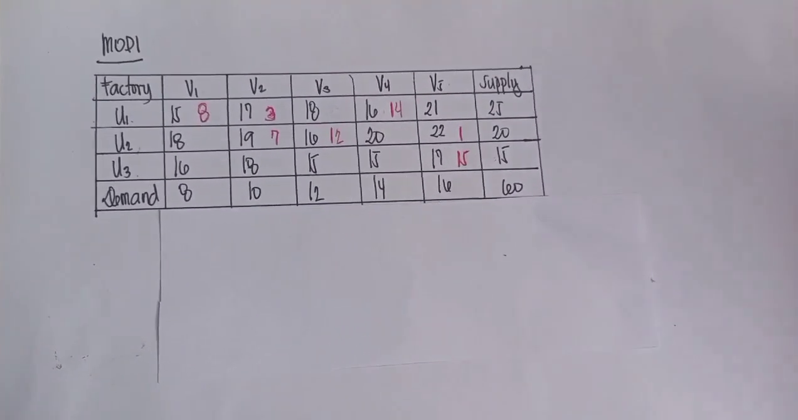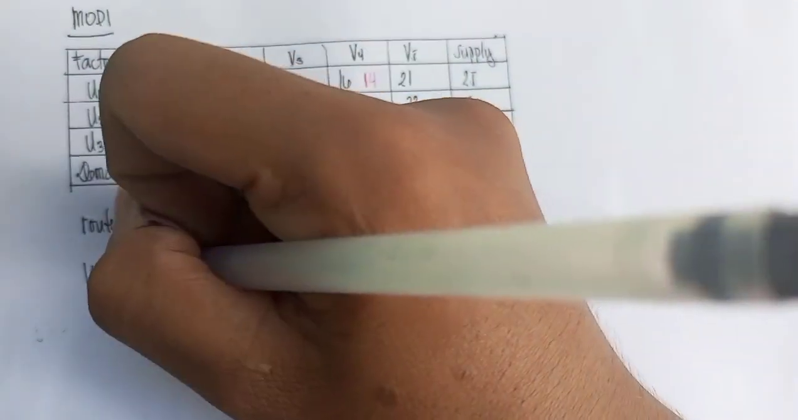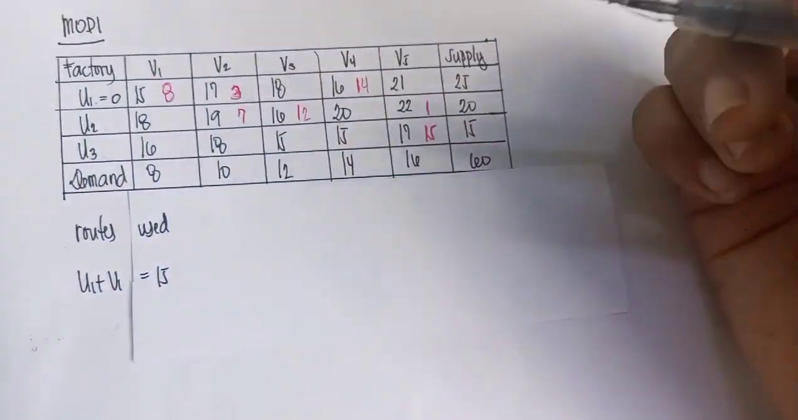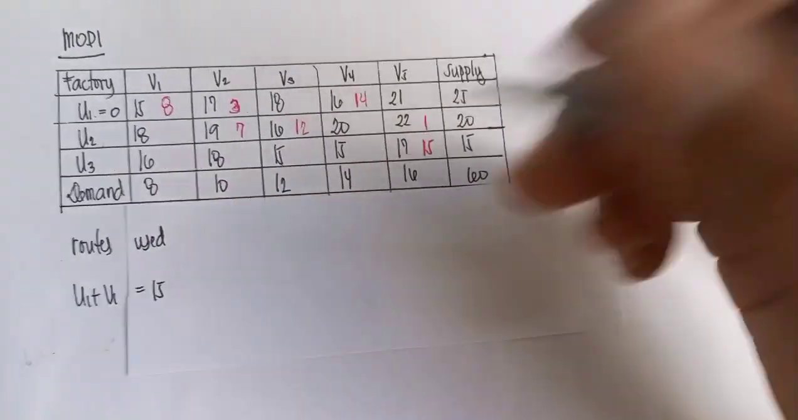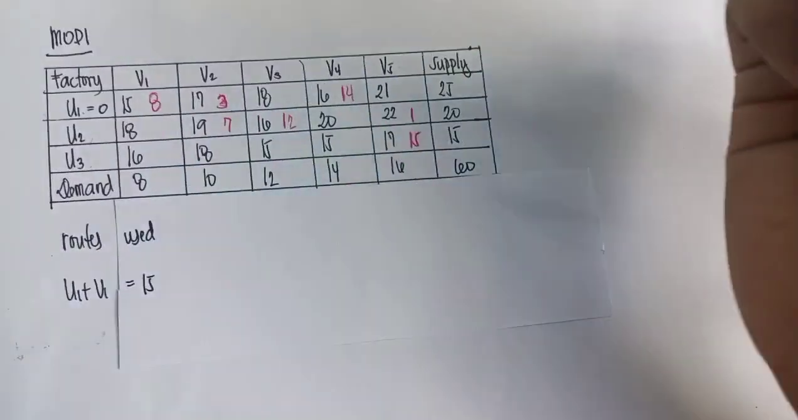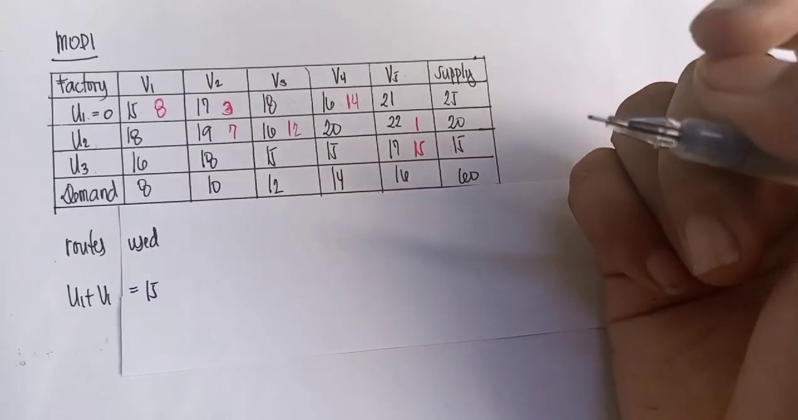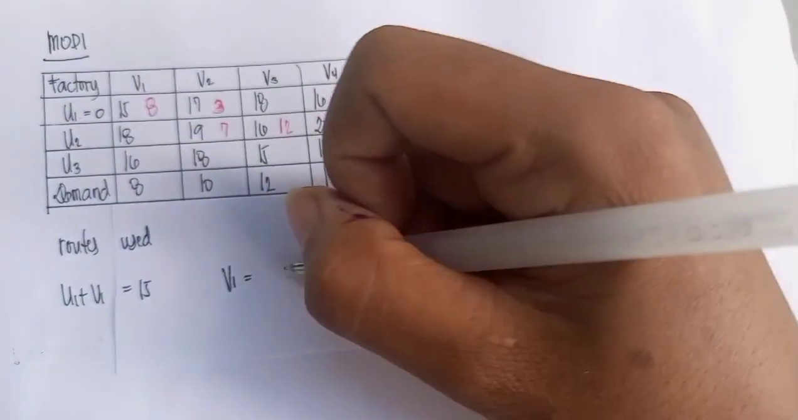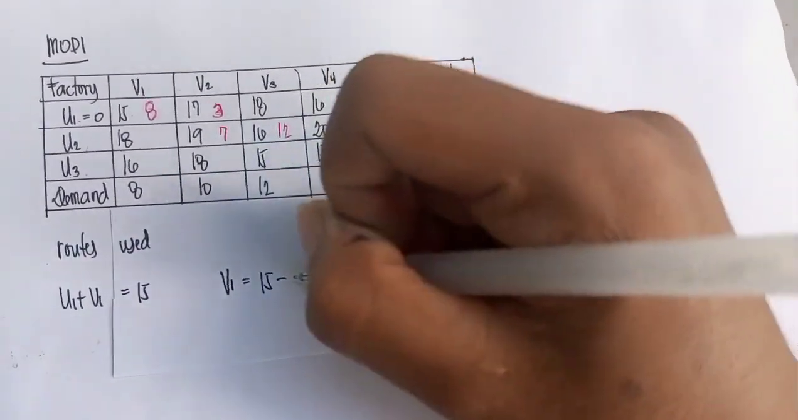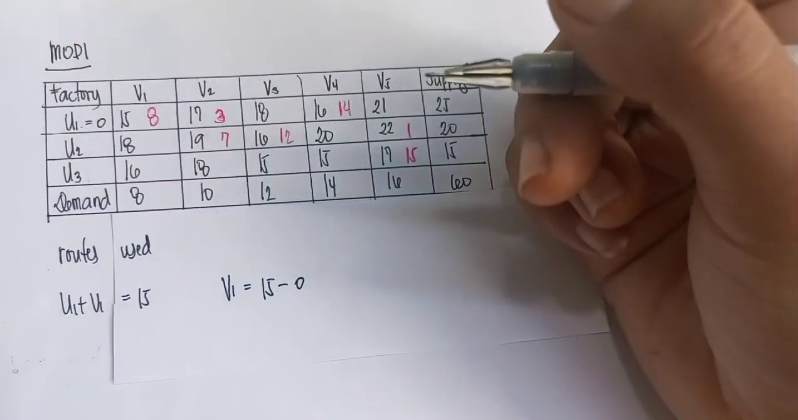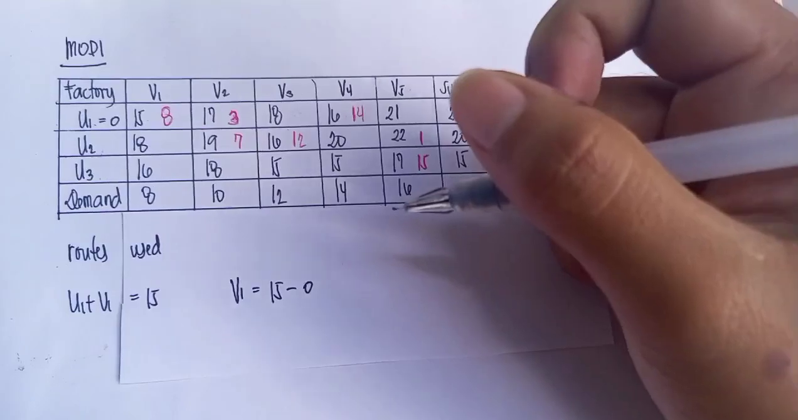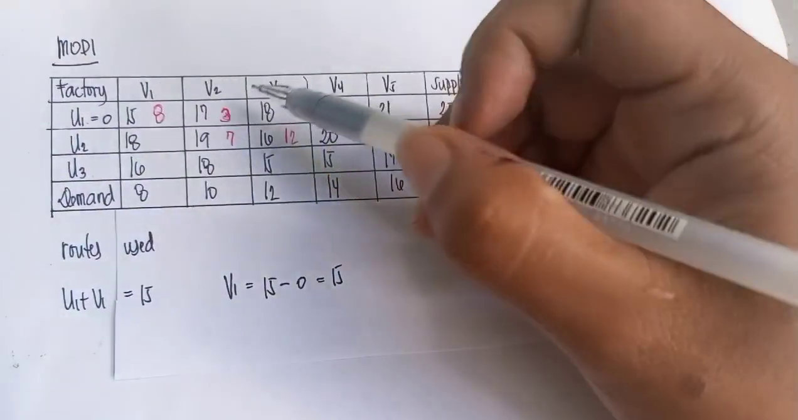Also, we let our U1 have the value of 0. Now, for the roots used, we will add the U1 and the V1. So, U1 plus V1 is equal to 15. Since our U1 is 0, 0 plus 15 is equal to 15. Now, since we already have the value for our U1, we will find the value for our V1. So, using algebra, we will transpose it. So, V1 is equal to 15 minus the U1. Since the value for our U1 is 0, 15 minus 0 is equal to 15.